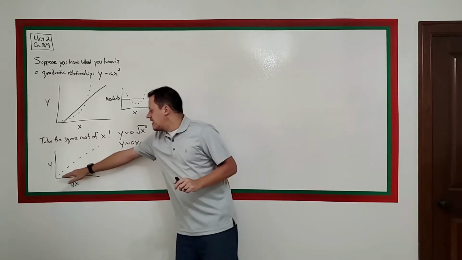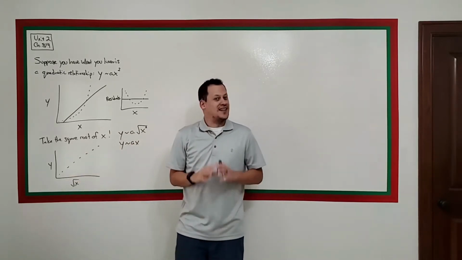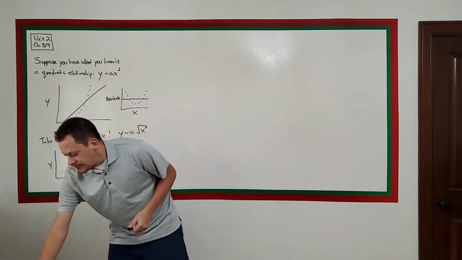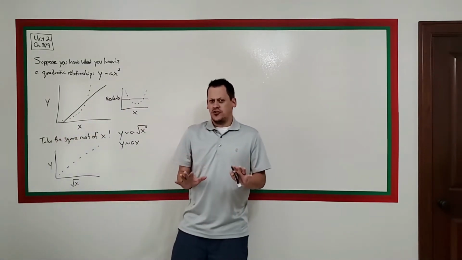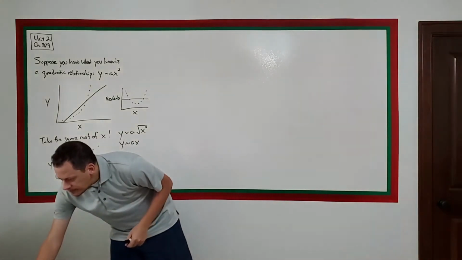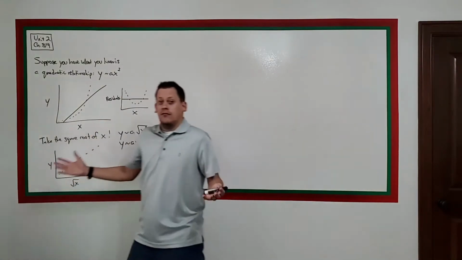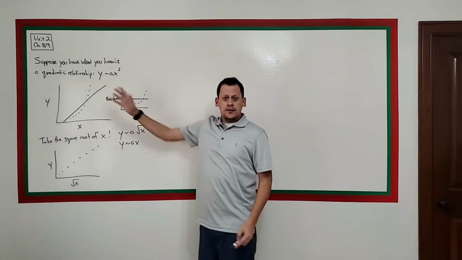We're just making it into a straight line so we can do linear regression. That's totally okay. All right, hopefully I've assuaged your fears there. Okay, but not all relationships are quadratic.